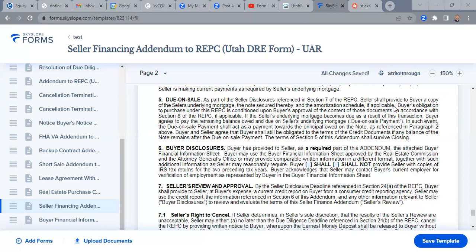If there is an underlying mortgage still in place, then yes, you're going to need to provide all of this as part of your seller's disclosures. Buyer's obligation to purchase under this REPC is conditioned upon their approval of the content of those documents in accordance with Section 8 of the REPC. If the seller's underlying mortgage becomes due as a result of this transaction, meaning the lender exercises their due on sale clause. Now, you'll talk to a lot of investors that will do this type of thing.